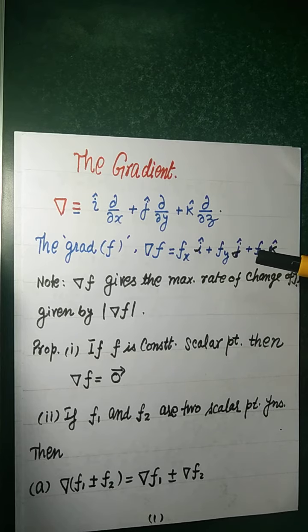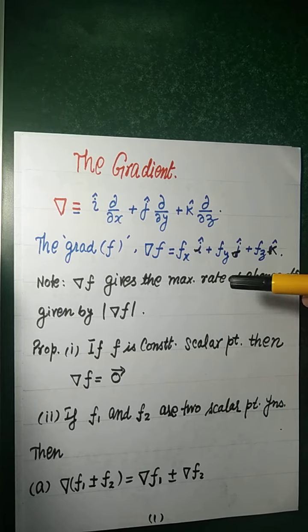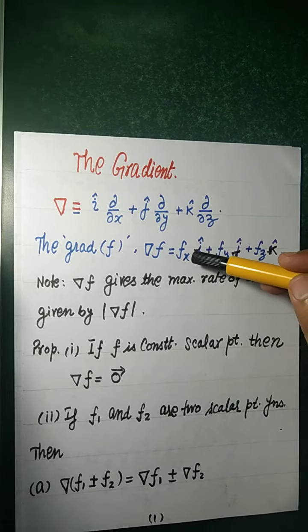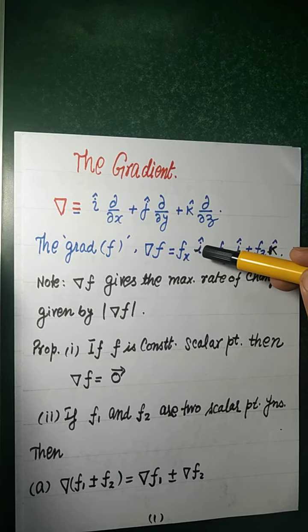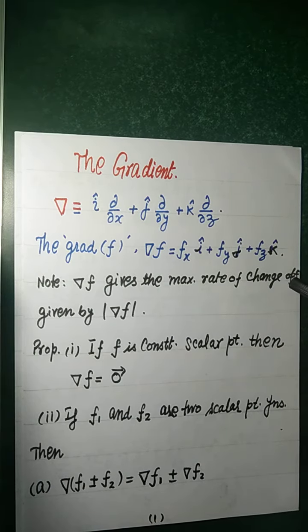Gradient of function f, denoted by nabla f or del f, is given by partial differentiation of function f with respect to x, into i cap, plus fy j cap plus fz k cap. So gradient of f gives the maximum rate of change of function f, and this change is given by mod of gradient of f.